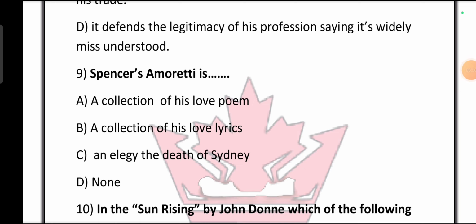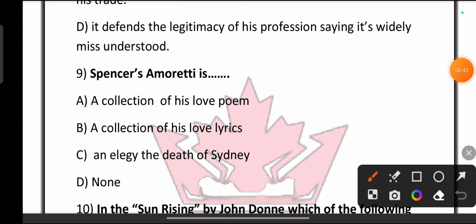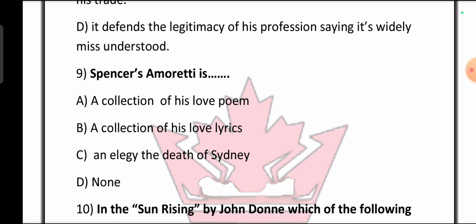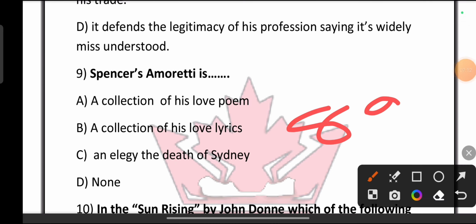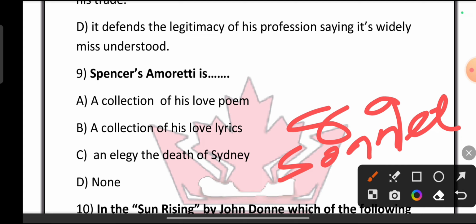Spenser's Amoretti is dash. Spenser's Amoretti basically is a collection of his love poems, and Amoretti is a sonnet cycle of Edmund Spenser's. The sonnets describe his eventual marriage to Elizabeth Boyle, and Amoretti consists of 89 sonnets. You have to remember. Okay.